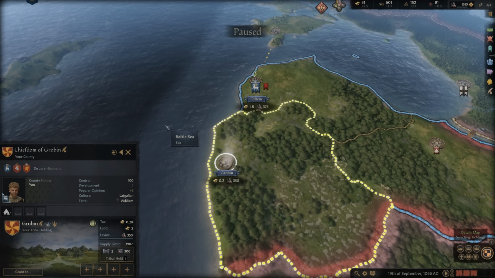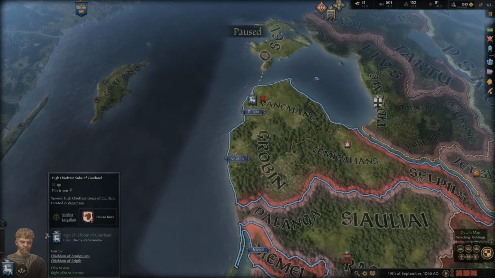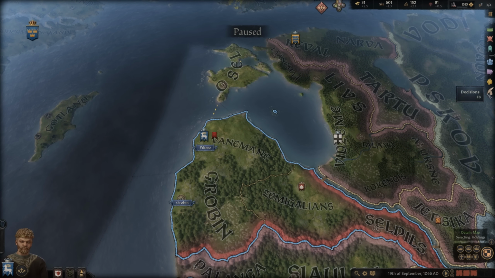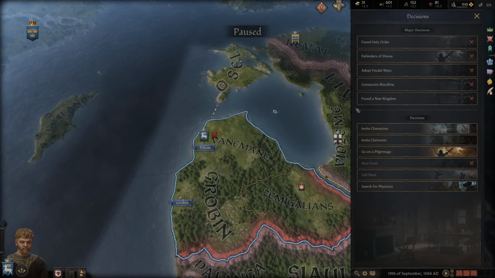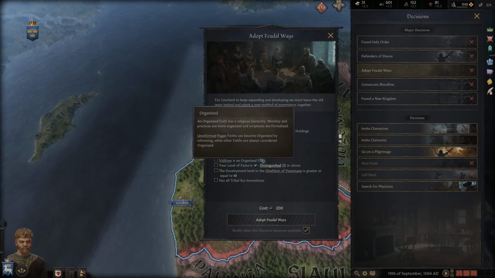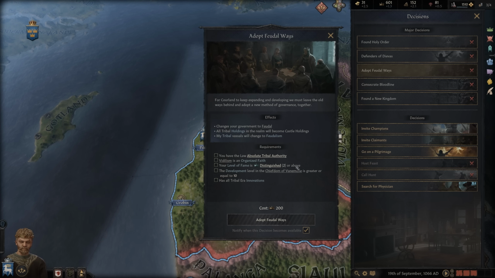So before we close this section out real quick, a lot of people are struggling with this, and I'm going to make a full-on video on the subject matter, but every single tribal faction will have this. Where is it? Adopt feudal ways. There we go. And a number of parameters are set before you. You have to have absolute tribal authority, which is pretty cut and dry. You have to organize your faith or be a part of an organized faith. You have to have level 2 of fame, development level 10, and tribal era innovations.